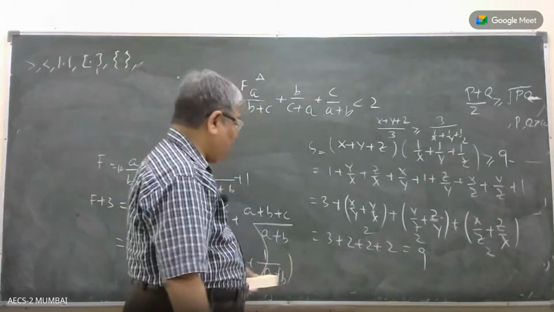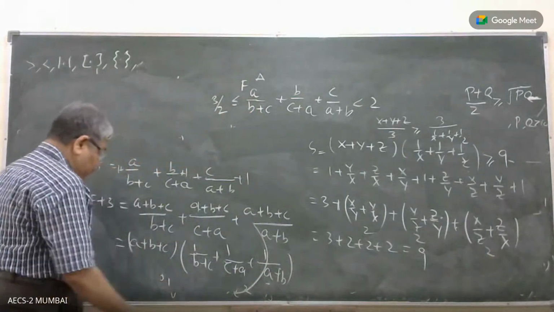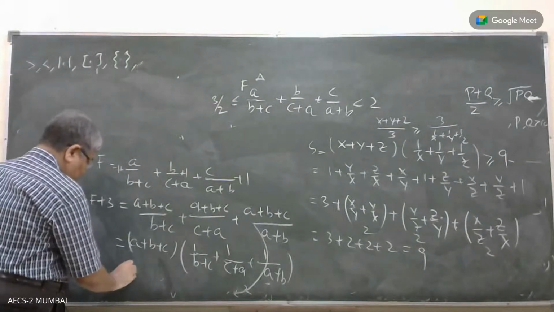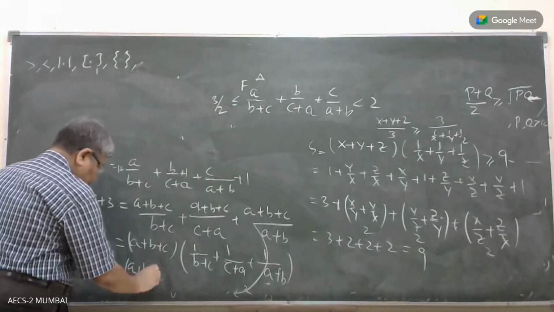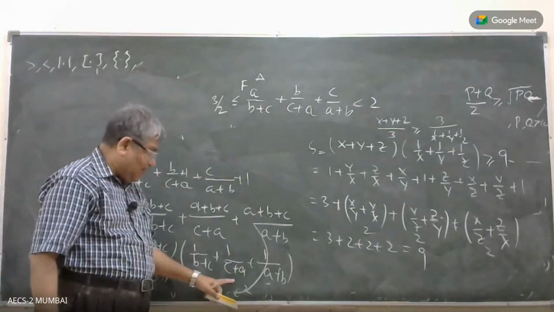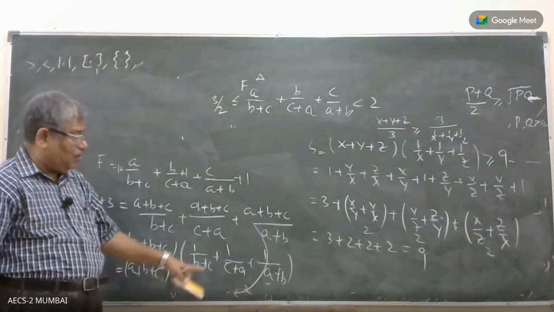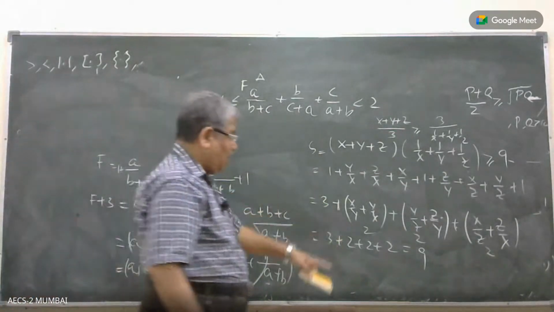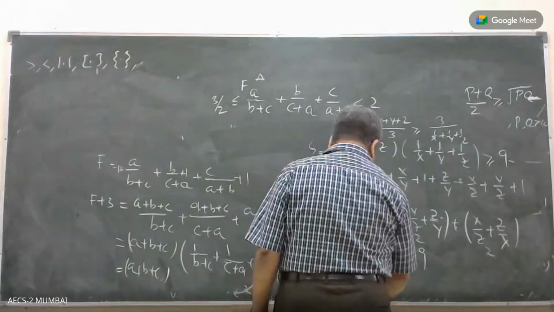Okay. But why did we record it here? We want, we can say this is x, this is y, this is z, so this will be greater than what? So here, what we are going to utilize is this.